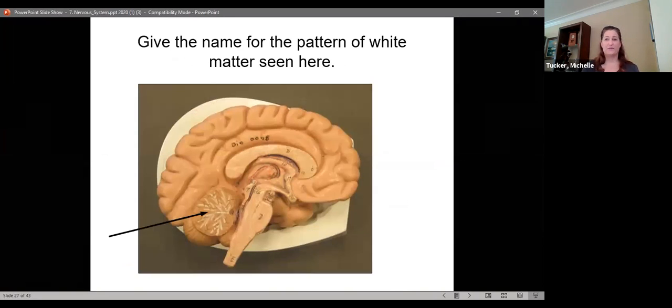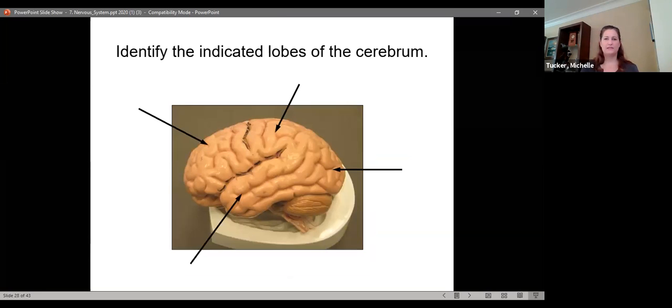So what is this pattern of white matter called in the cerebellum? Yep, very nice. The arbor vitae, the tree of life. Then now we're going to be looking at lobes. So go ahead and put a heart on the frontal lobe, a question mark on the temporal lobe, an X on the occipital lobe, and it's not going to show up very well, but go ahead and put a star on the parietal lobe. Perfect.